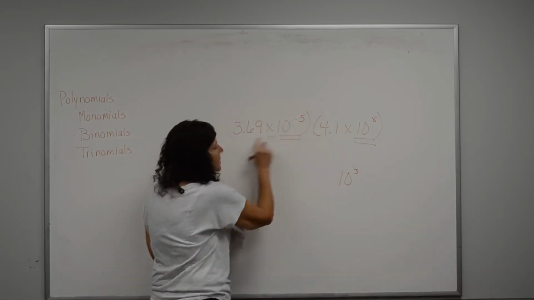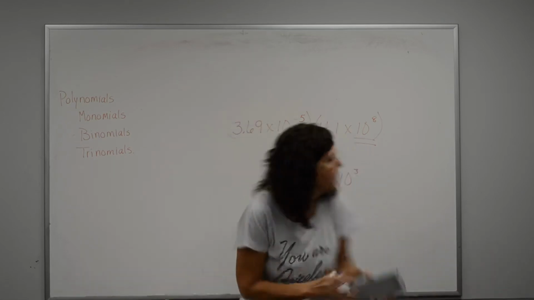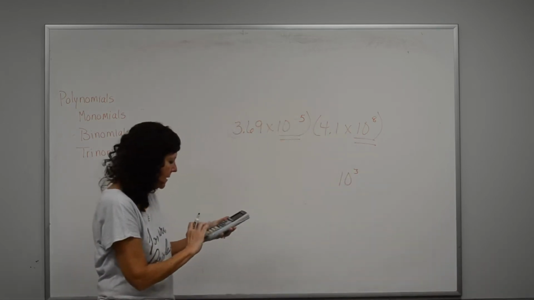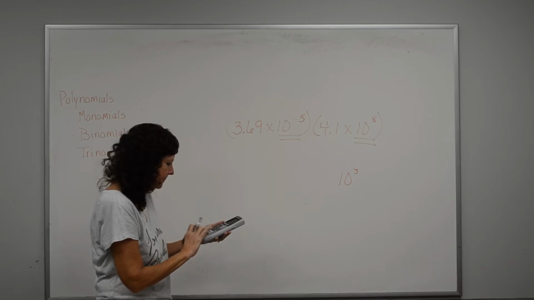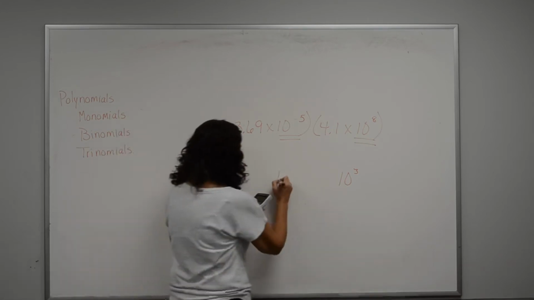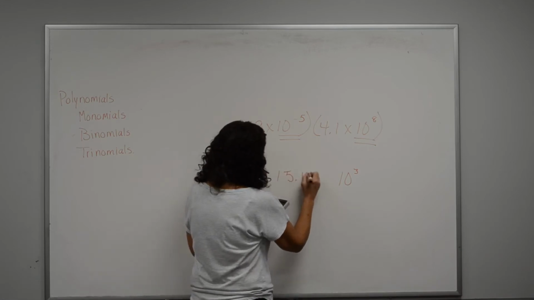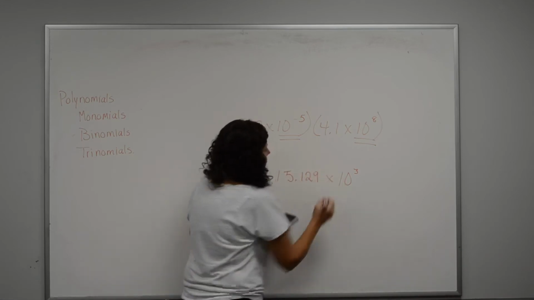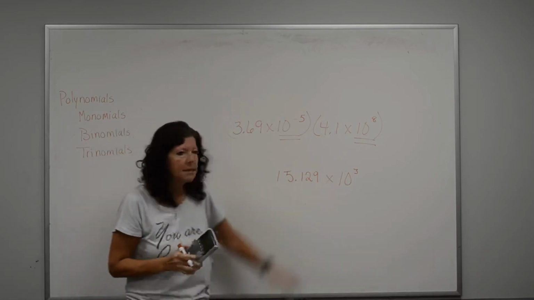Then I have these two things that I'm multiplying. Okay, so I've got 3.69 times 4.1, and that's going to give me a 15.129 times 10 to the 3rd power. Is that in scientific notation?